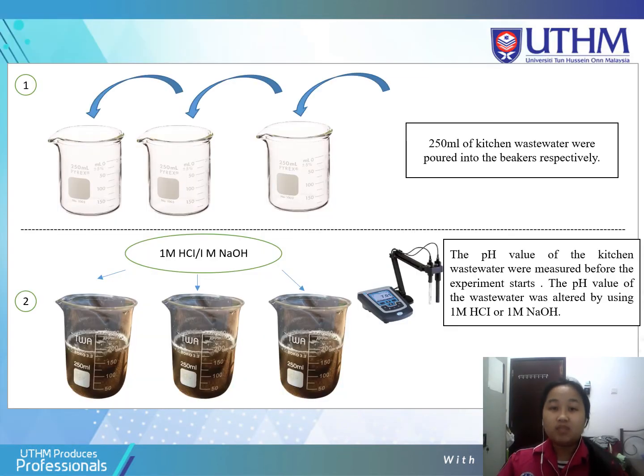Next, the steps to conduct the experiment are shown. First, 250 ml of kitchen wastewater was poured into each beaker. Second, the pH value of the kitchen wastewater was measured before the experiment started, adjusted using either 1 M hydrochloric acid or 1 M sodium hydroxide.